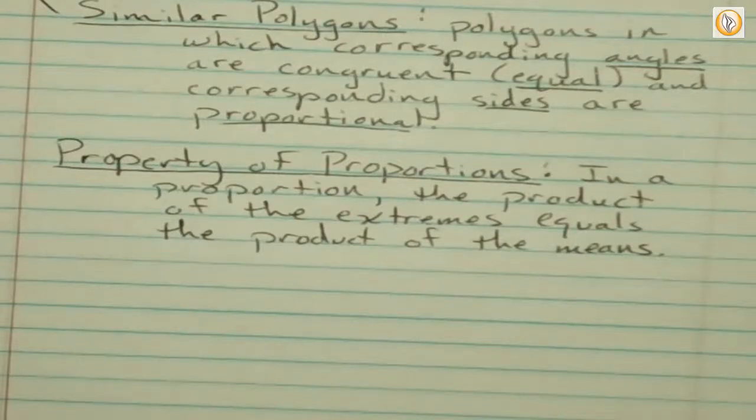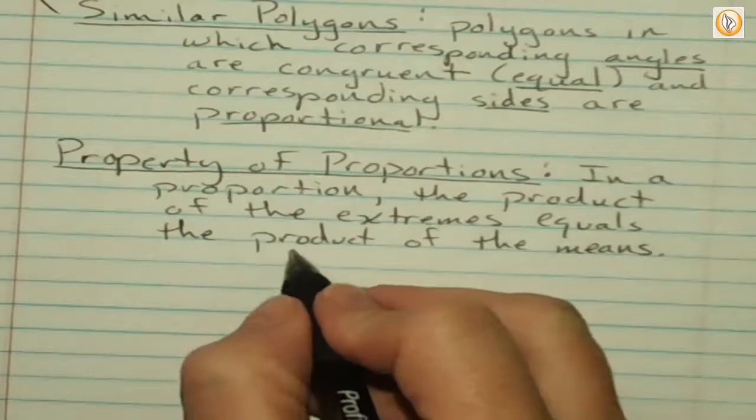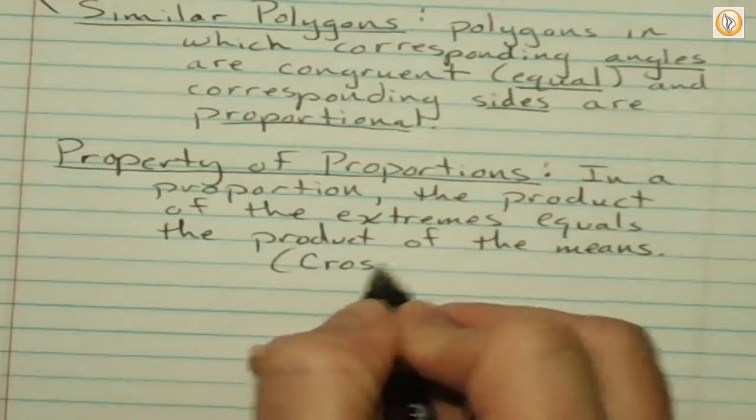What does product mean? The answer to a multiplication problem, so it means you're multiplying. So, the product of the extremes equals the product of the means. You know what that means? Get it? Cross multiply.